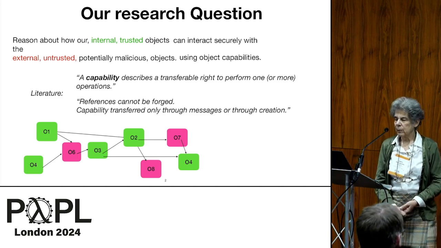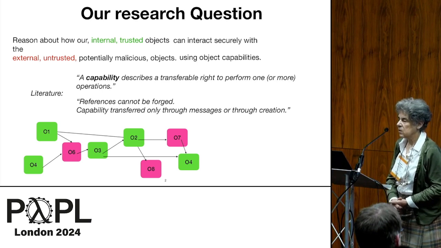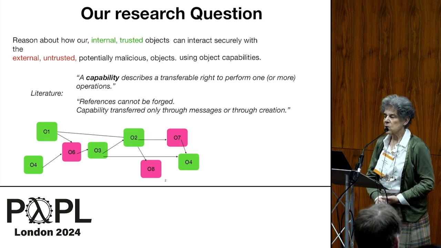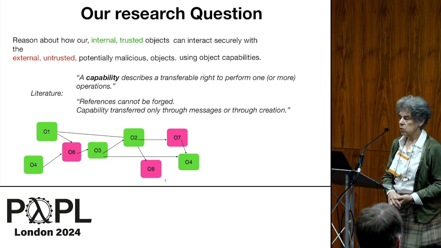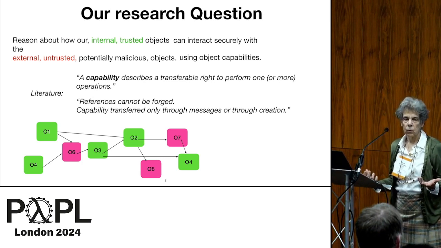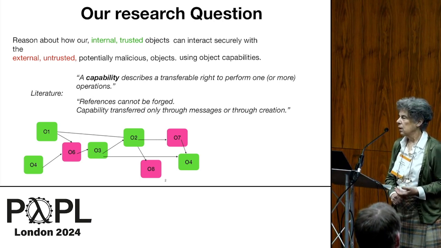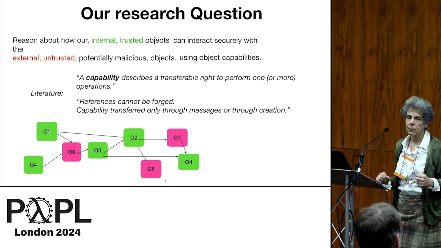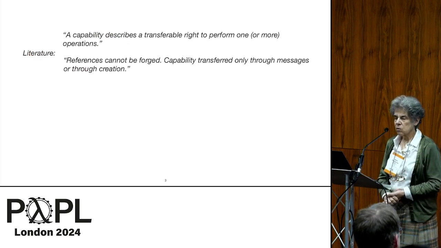What are object capabilities? The literature says things like a capability describes a transferable right to perform one or more operations. These capabilities are references, they cannot be forged, and they can be transferred from one object to another, either through messages or through creation. In object capability speak, there is no ambient authority. So this is what the literature says.